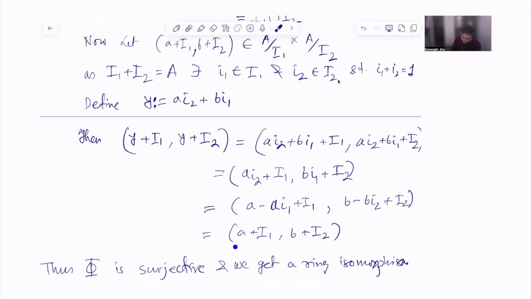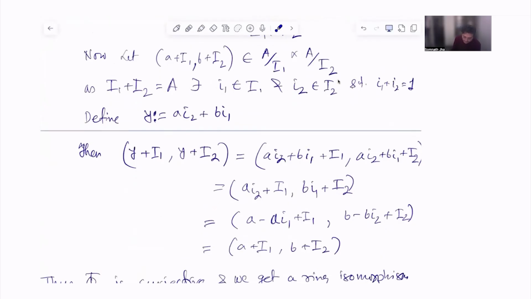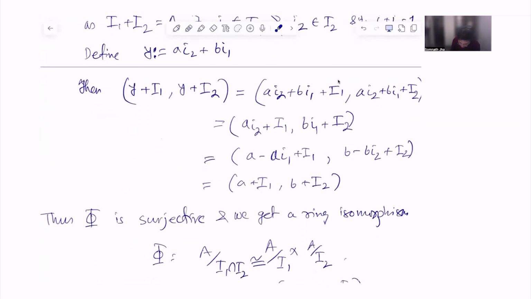So this is what you wanted. You started with a plus I1 and b plus I2, and you captured it by a single element y in the ring A, of the form (y plus I1, y plus I2). So phi is surjective, and we get a ring isomorphism phi: A mod I1 intersection I2 is isomorphic to A mod I1 cross A mod I2. So the n equal to 2 case is done.